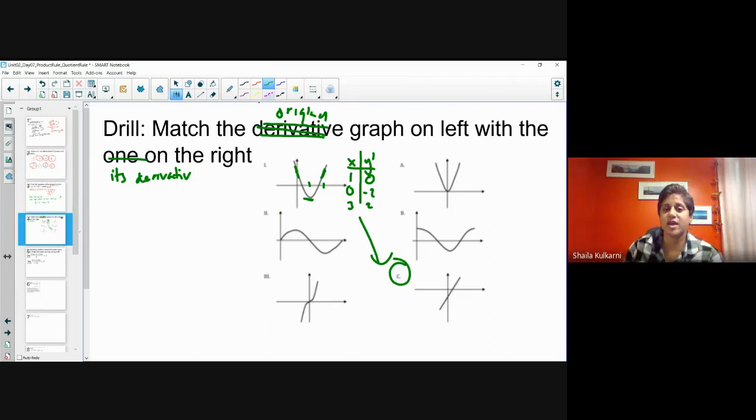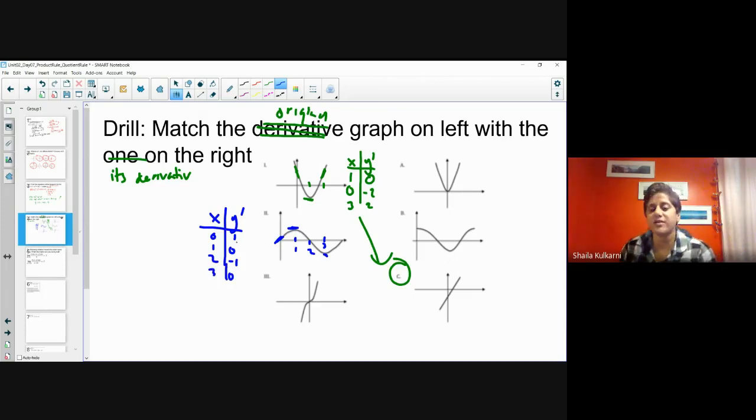Okay, let's look at letter G. I'm going to do the table over here. We have x and we have y prime. So at x equals 0, it looks like the slope is 1. Let's call that 1. At x equals 1, the slope is 0. Let's call this 2. At 2, the slope is -1. Let's call this 3. At 3, the slope is 0. So I am looking for a graph over here where it goes 0, 1 to 1, 0 to 2, -1 to 3, 0. There's my graph straight across.